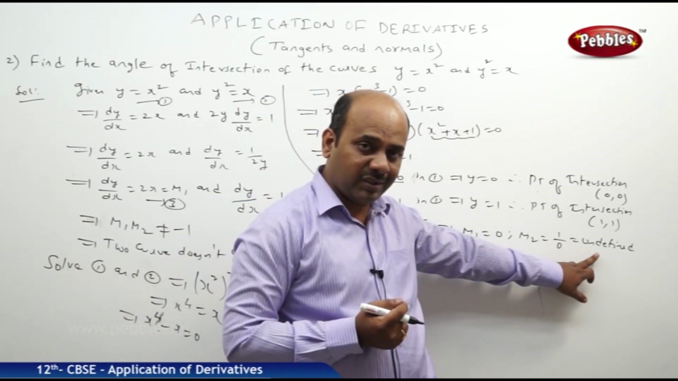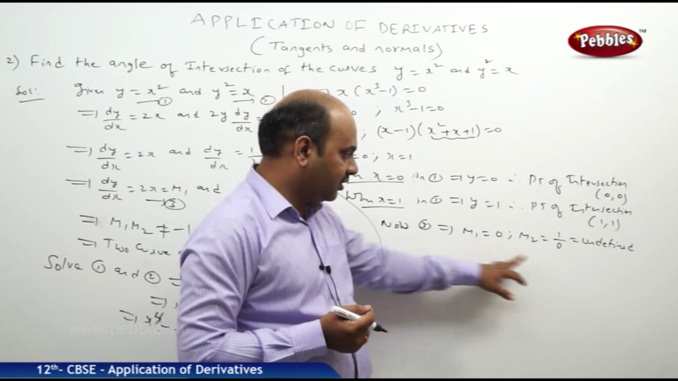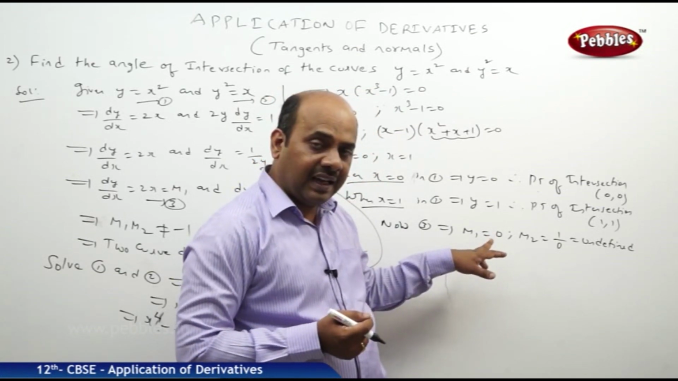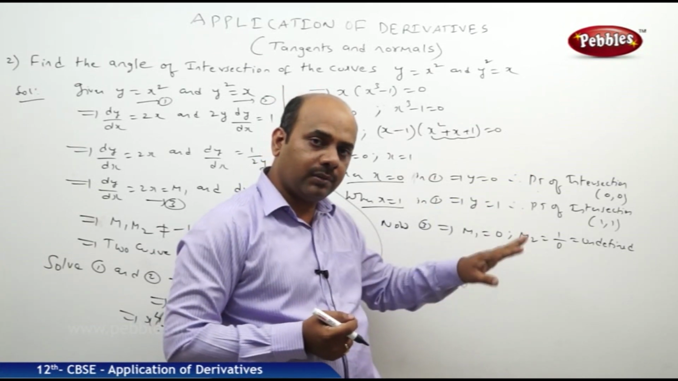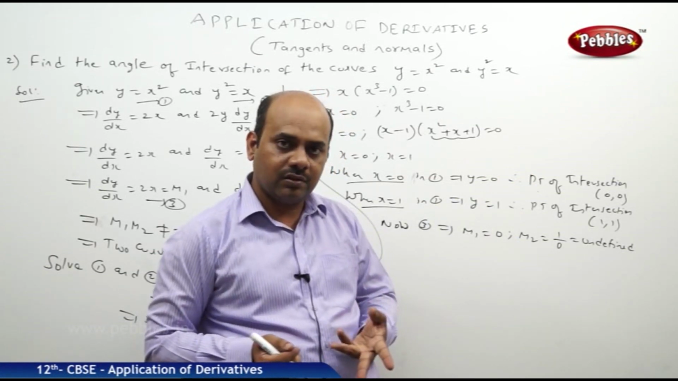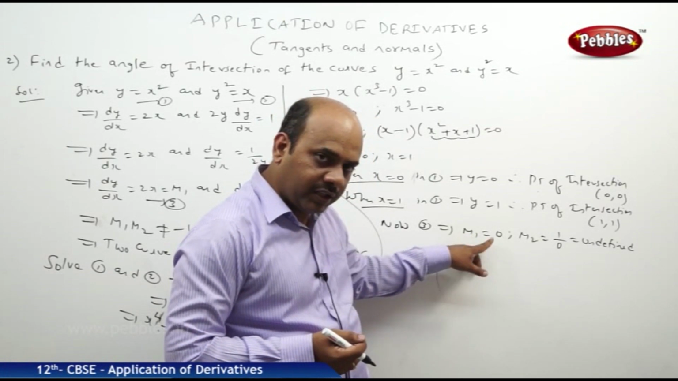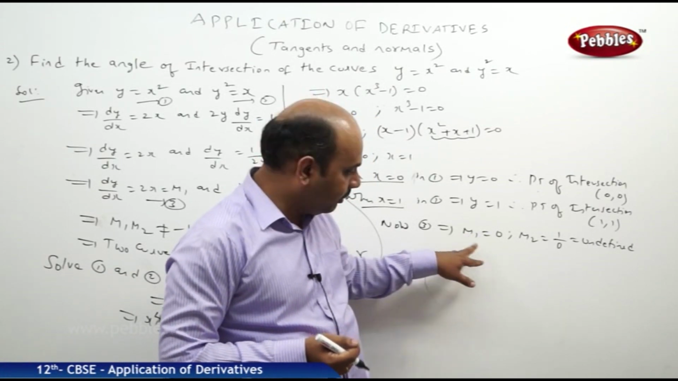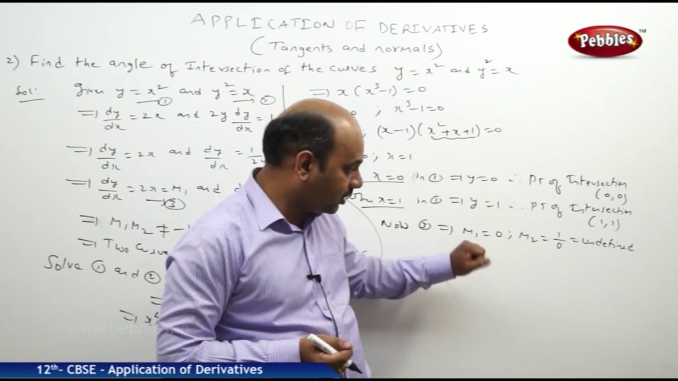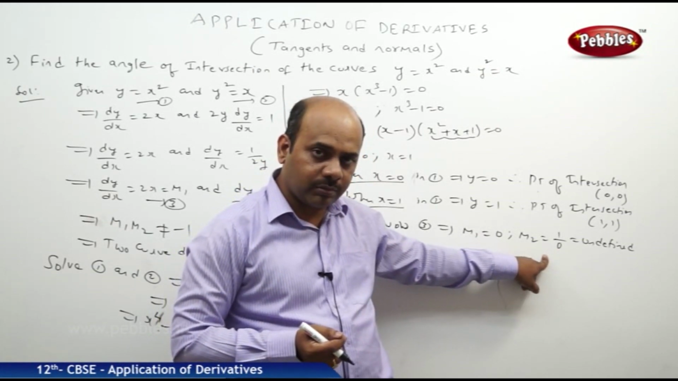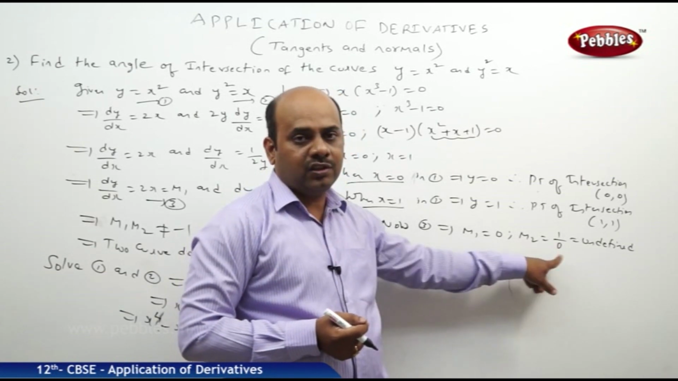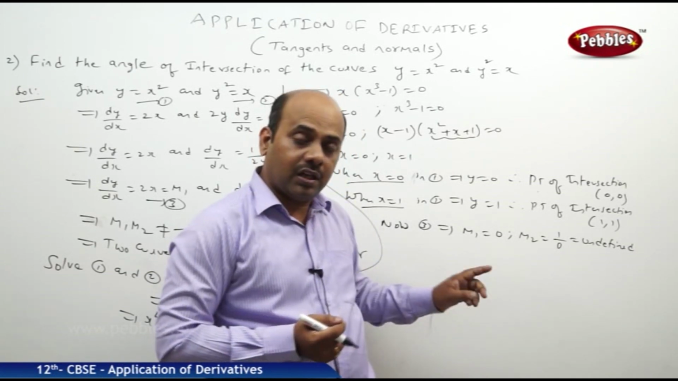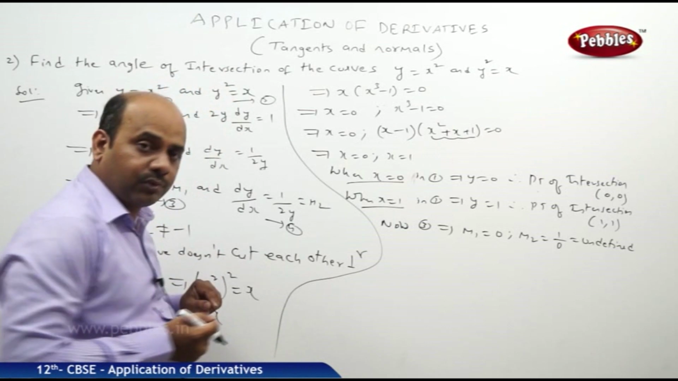Another slope is undefined, which means it is a vertical line. That means definitely what can I tell? The angle between these two curves at the point (0, 0) is 90 degrees. Once again I am repeating, m1 equal to 0 is a very important point, you should remember. m1 equal to 0 means it's a horizontal line, m2 equal to 1 by 0 means it's a vertical line. That means the angle between these two lines is 90 degrees, and these two lines correspond to our curves only.